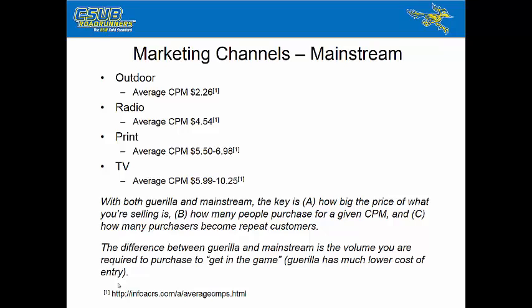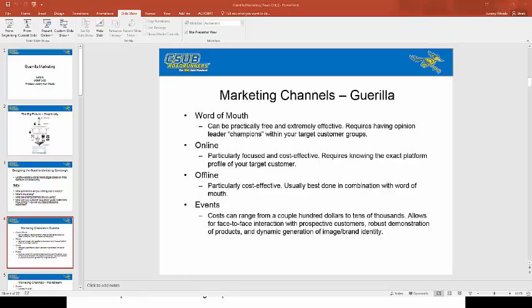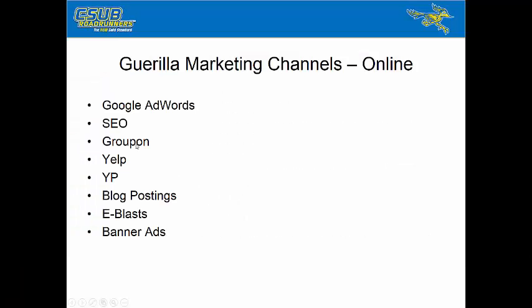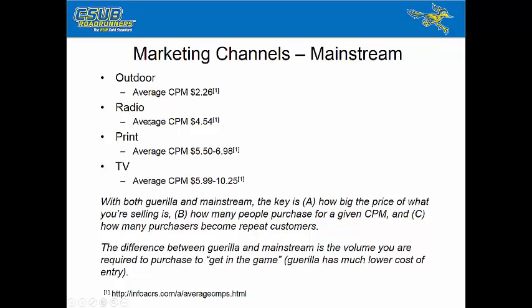But with both guerrilla marketing and mainstream marketing, the key is a combination of three things: how big the price of what you're selling is, how many people purchase for a given CPM, and how many purchasers become repeat customers. That's sort of the magic formula of guerrilla or mainstream marketing: to maximize those three factors.